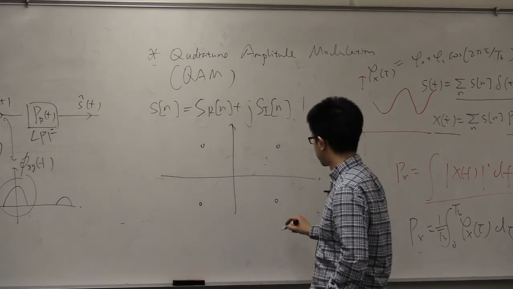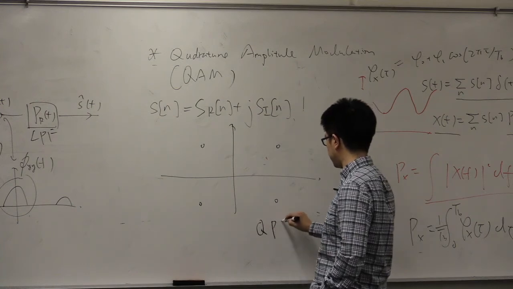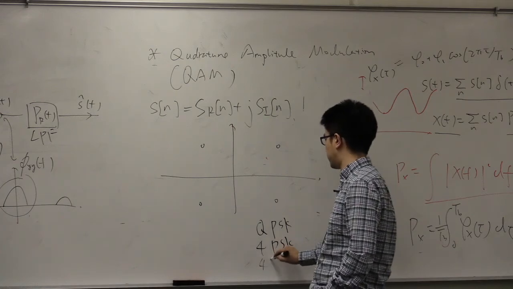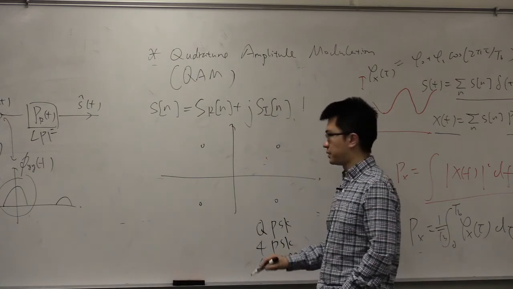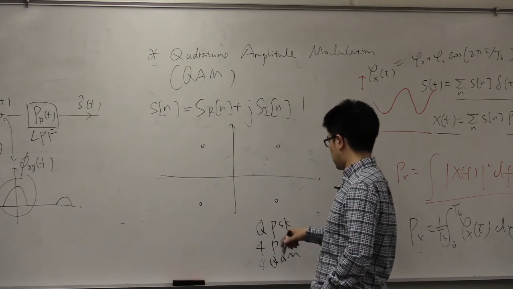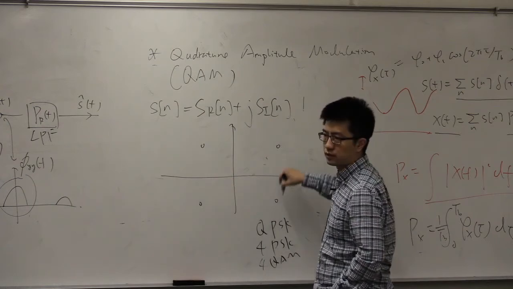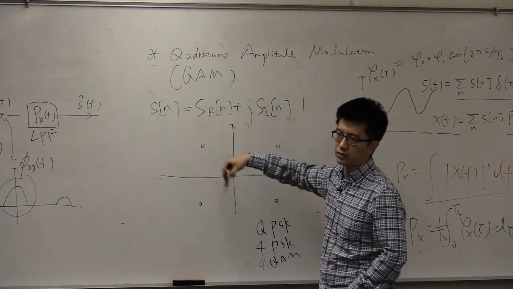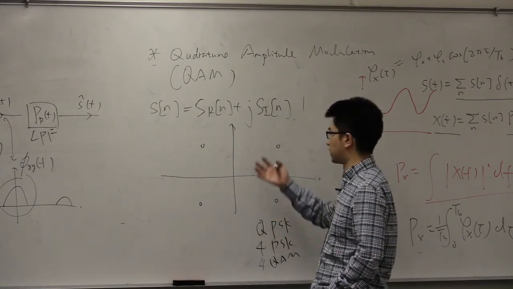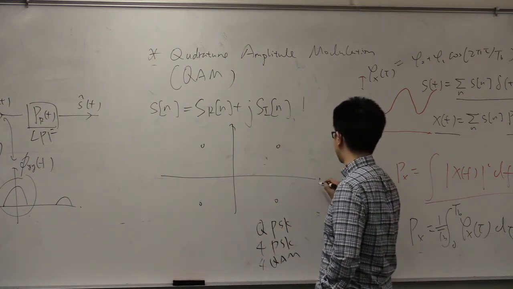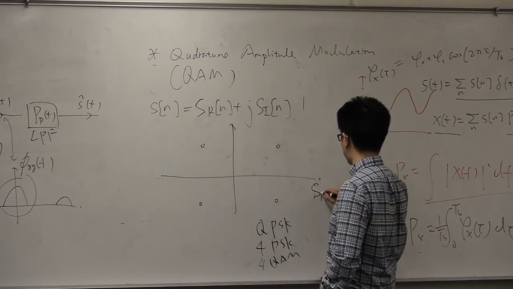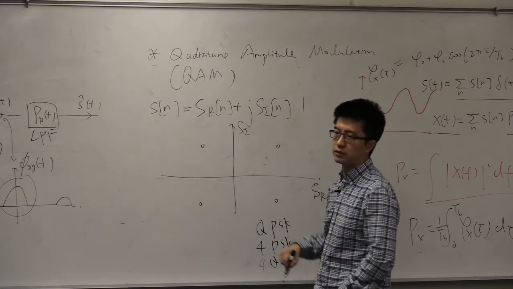This is called QPSK, or 4PSK, or 4QAM, the same thing. They just coincide. PSK means phase shift keying, which we are going to introduce probably next class. If we draw a circle, these 4 points will sit on one circle, and the difference between those two is only the phase. But QAM is also like that. Here is the real part. This line is the real part, and this line is the imaginary part.